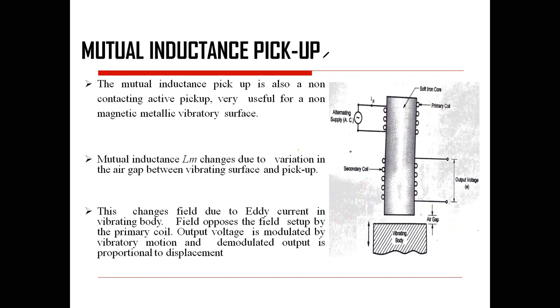So the mutual inductance pickup is also a non-contacting active pickup, very useful for a non-magnetic metallic vibratory surface. Mutual inductance changes due to the vibration in the air gap between the vibrating surface and the pickup. This changes the field due to eddy current in the vibrating body. The field opposes the field set up by the primary coil. Output voltage is modulated by vibratory motion, and the demodulated output is proportional to the displacement. So this is a non-contact type.